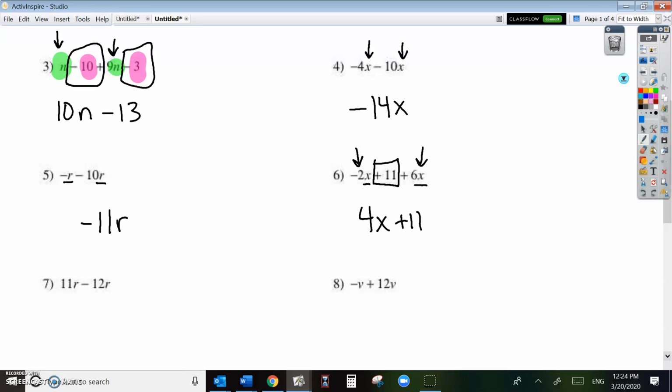Problem 7. That has an r, that has an r. Put them together. So 11 minus 12 is going to be negative 1r. You've got a v there and a v there. You can combine those because they're like terms. So remember that negative v is the same as negative 1v. So all you need to do is combine the negative 1 that's in front here and the 12 here. So 12 minus 1 is 11, and put a v with it.